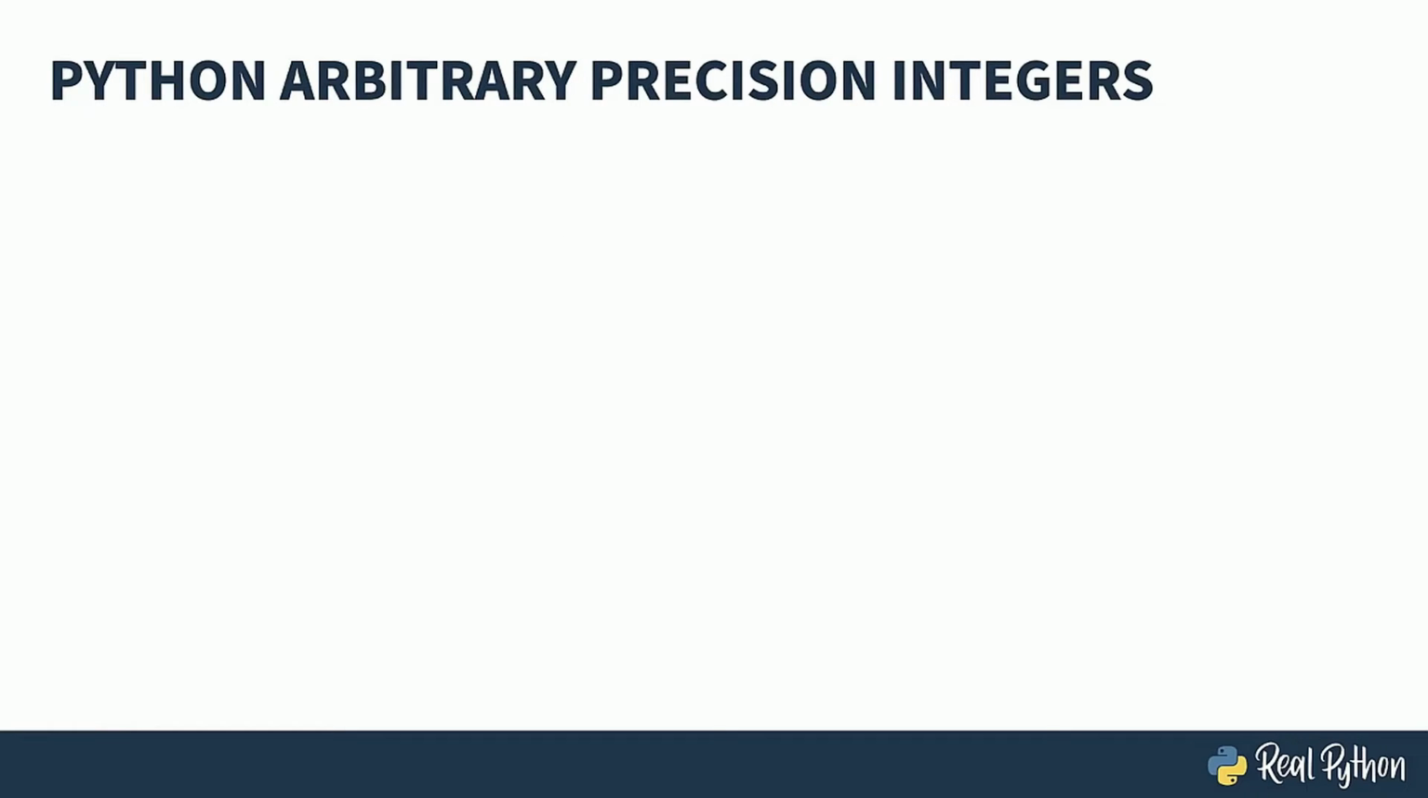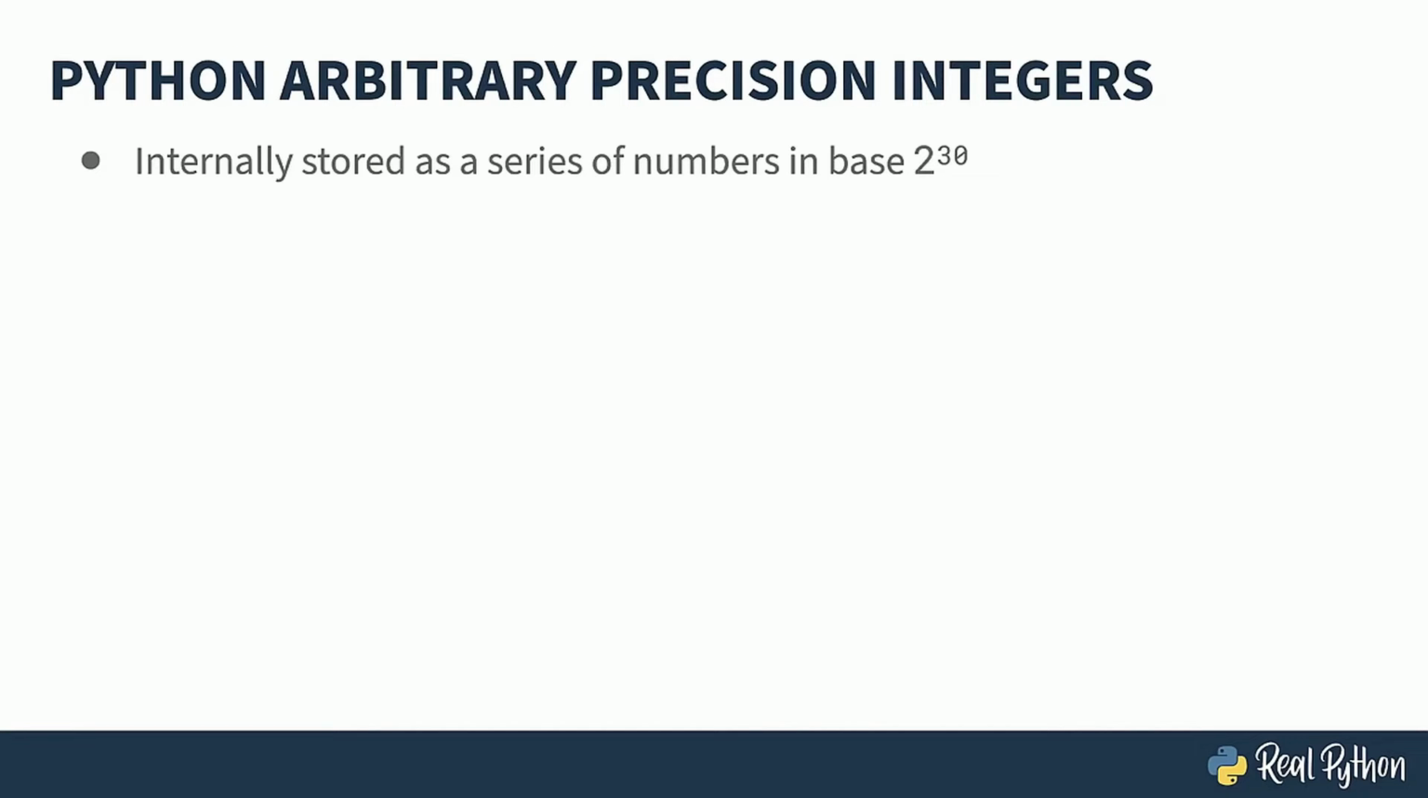Then what if a 19-digit number is too small for you? Well, Python's got your back. The arbitrary precision integer has no limit and is based on a series of numbers stored in base 2 to the 30. Yep, you read that right. Not base 30, base 2 to the 30. I'm sure the Mayans and their paltry base 360 are jealous.